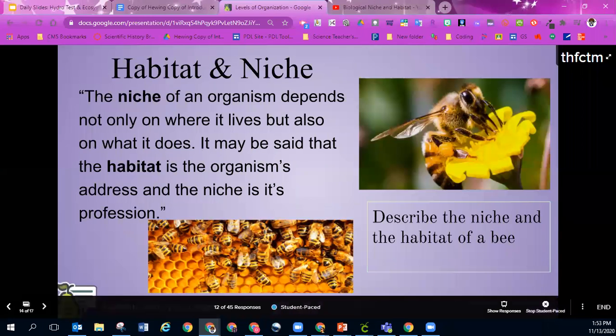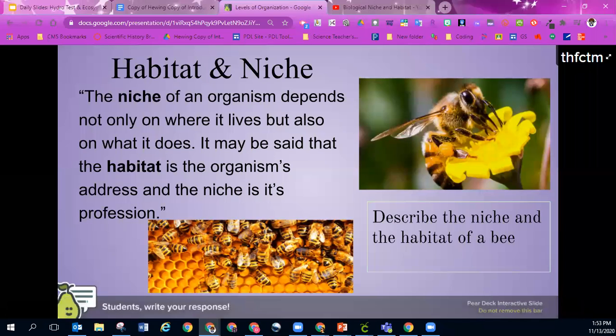So here's a piece of application. The niche of the organism is going to depend on where it lives, but also what it does. We have a picture of a lovely bee right here. And I want you to tell me, what is the niche and the habitat of that bee? So tell me in our Pear Deck box, what is the habitat and the niche of our bee? Remember, the niche is kind of like the profession or the job, whereas your habitat is more the address or where it lives. So describe it to me.